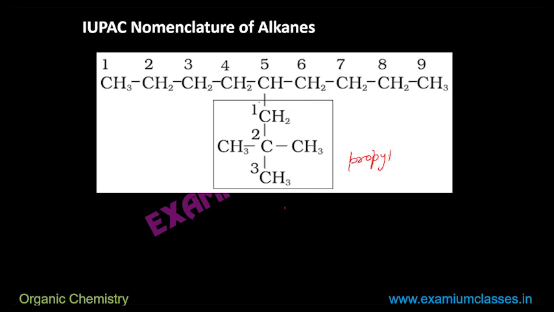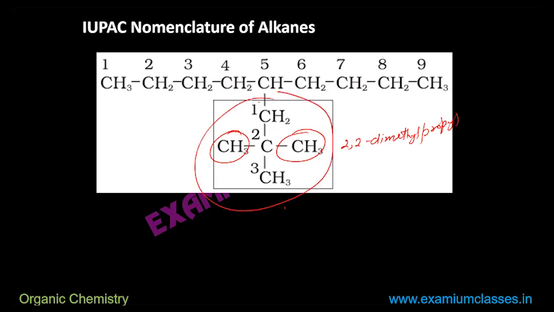The main root of the branch is propyl, 3 carbons. But on the second carbon, I have 2 methyl groups attached. So the branching is 2, 2 dimethyl. If I arrange all these, it will be 2, 2 dimethyl propyl. This whole is attached on which carbon? 5th carbon. So it will be 5, 2, 2 dimethyl propyl. So this is the branch, the whole branch I have named.